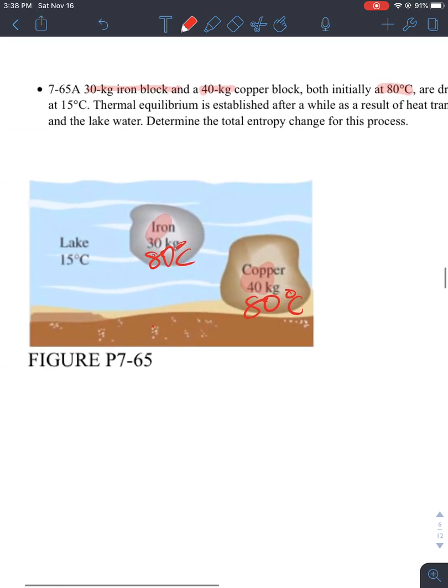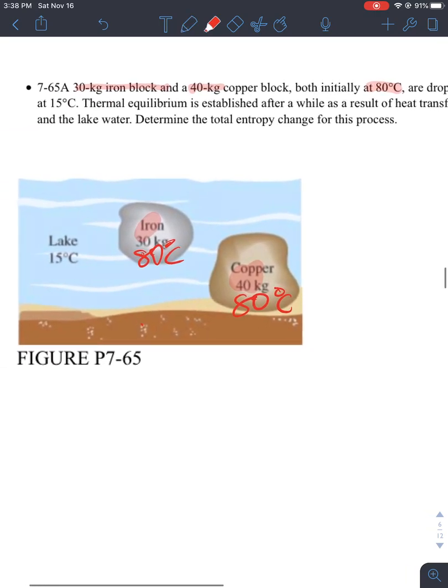Stuff's dropped into a large lake at 15 C. Q goes out. Q is heat.